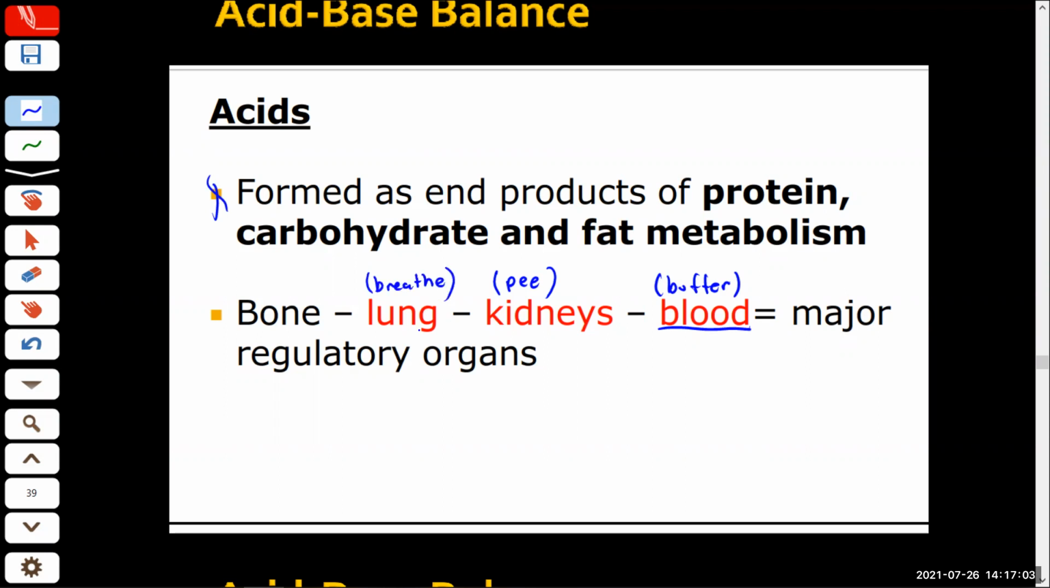Your bones are made of calcium carbonate. This is the number one source of carbonate. Do you have a lot of bones in your body? Yeah. That's why we are slightly basic, 7.4. It's got a lot of bones, a lot of bicarbonate.